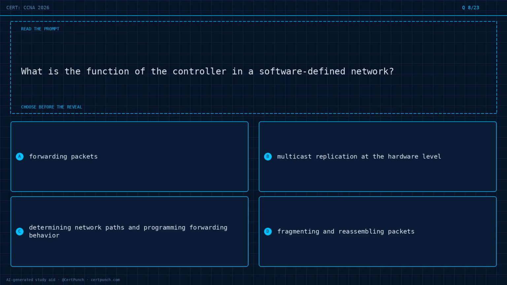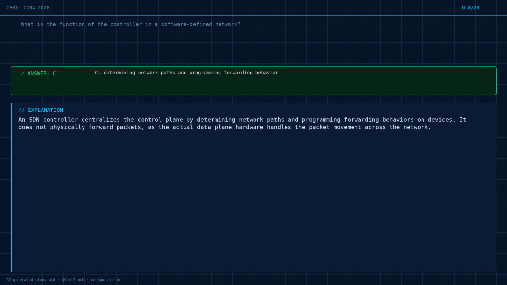Make the call before the reveal. Hold the line on it. The answer is option C. Why it works. An SDN controller centralizes the control plane by determining network paths and programming forwarding behaviors on devices. It does not physically forward packets, as the actual data plane hardware handles the packet movement across the network.